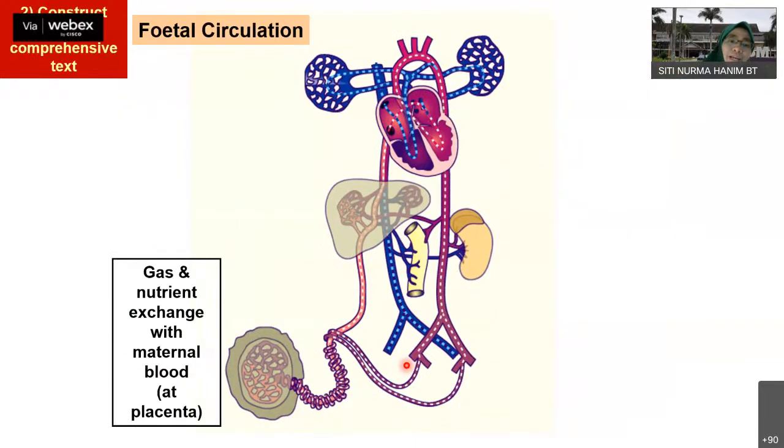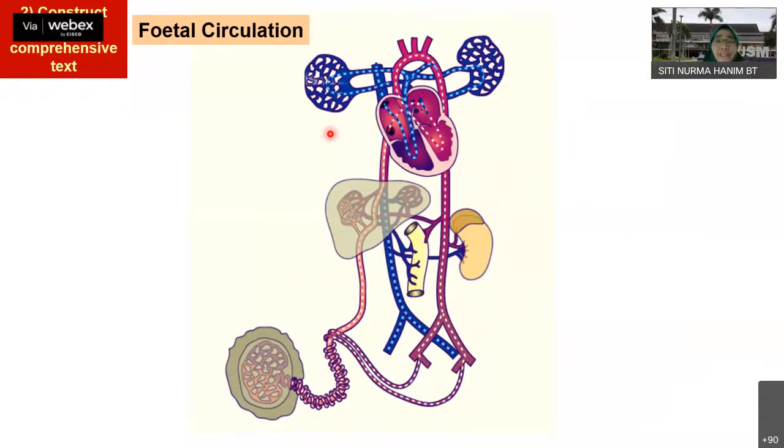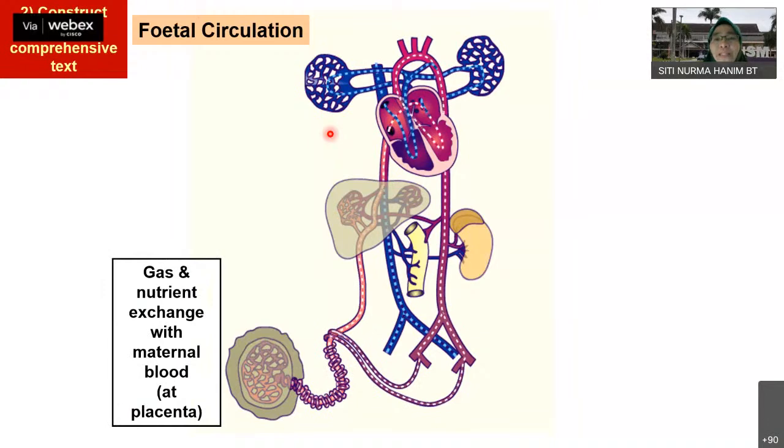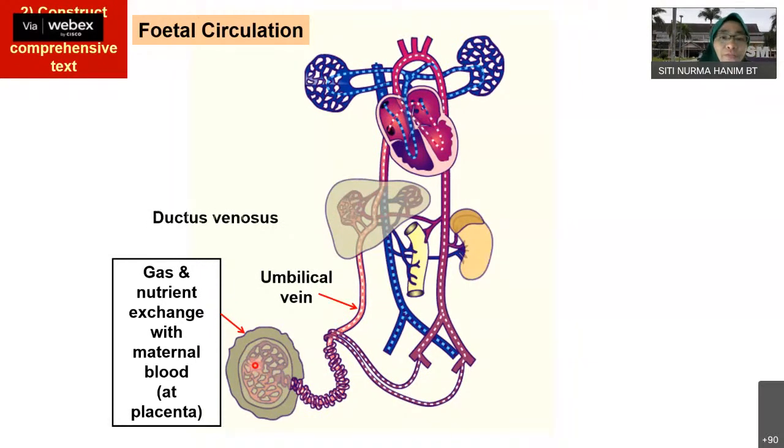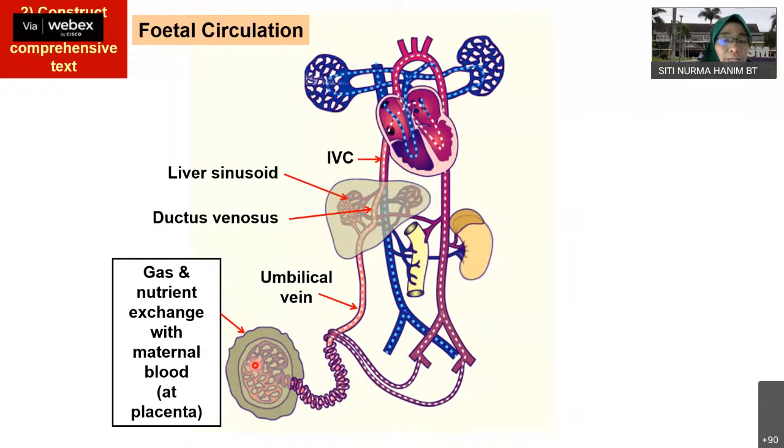For the final one, you combine everything into one slide and explain. Let's summarize everything that we have learned just now. At the placenta, there will be gas and nutrient exchange between maternal and fetal blood. After that, the well-oxygenated blood will be carried by the umbilical vein and pass through the ductus venosus, and also the liver sinusoids, where it will go to the inferior vena cava.